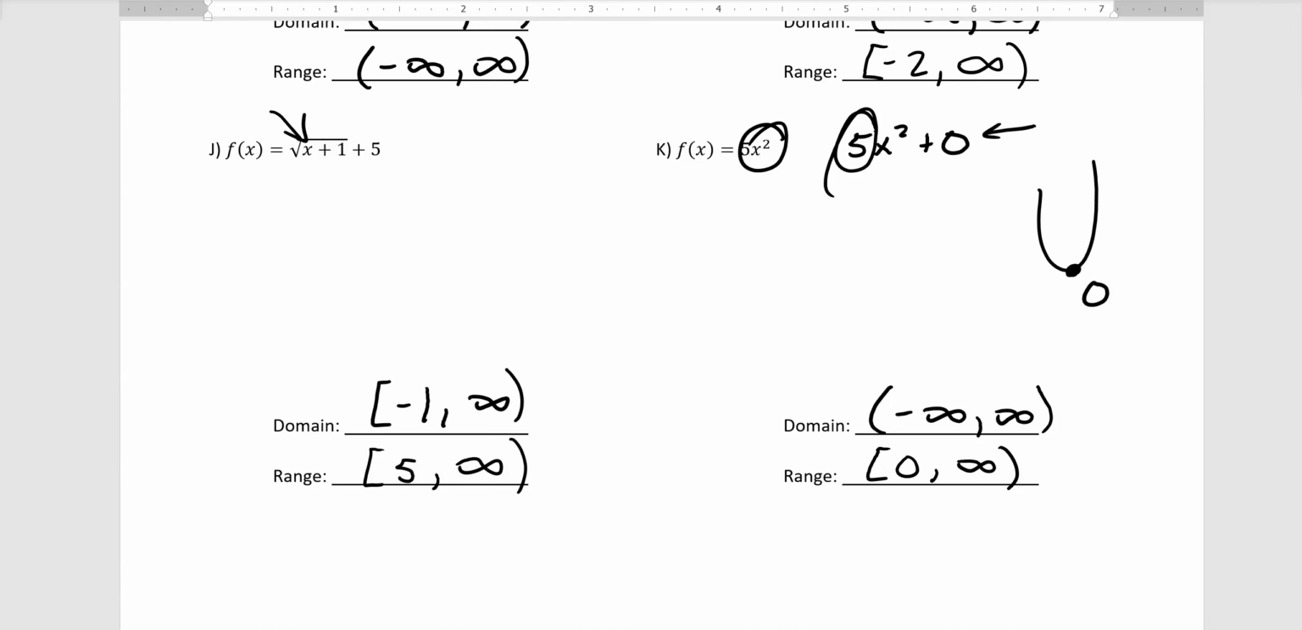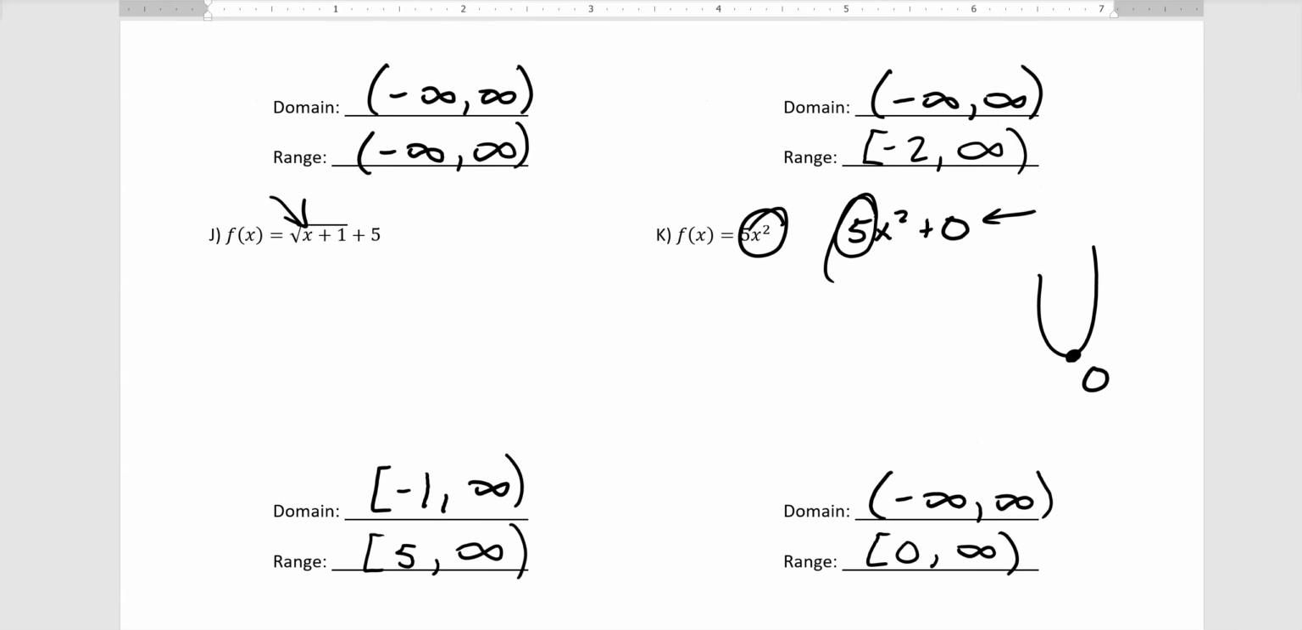Awesome. Hopefully we're feeling really confident with what we have now. Hopefully we're feeling better about domain and range. If you have any questions, feel free to reach out. Otherwise, go ahead and check out those practice problems.